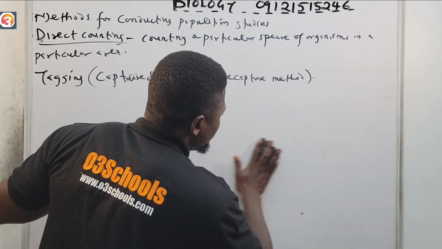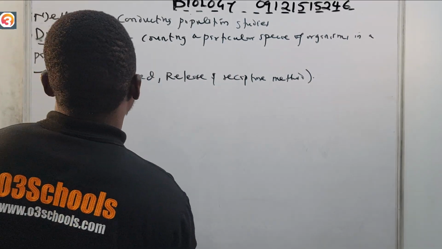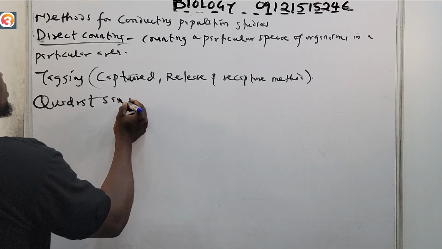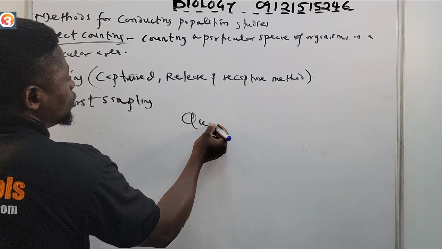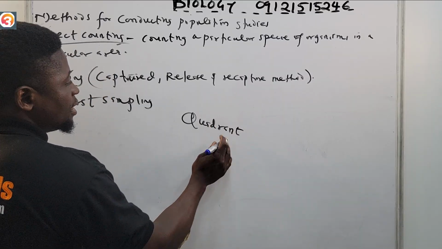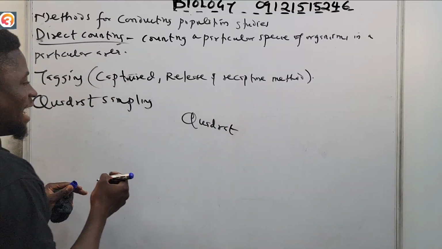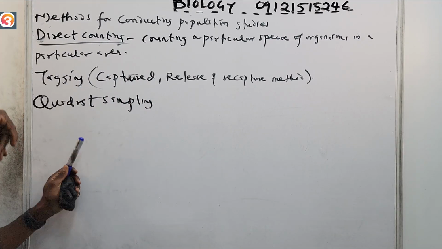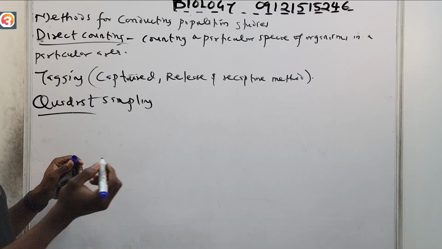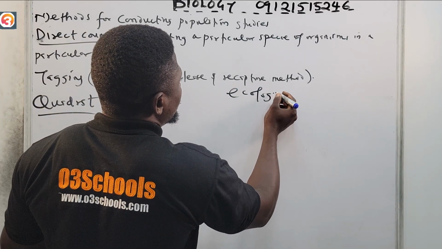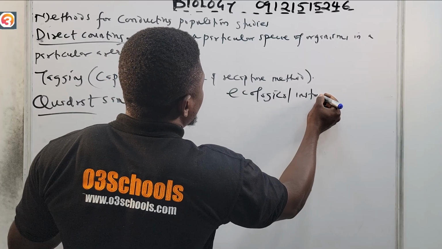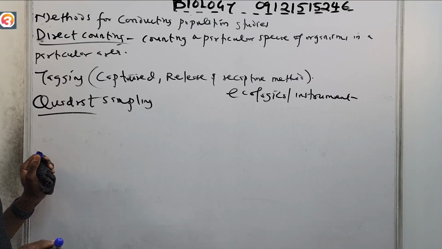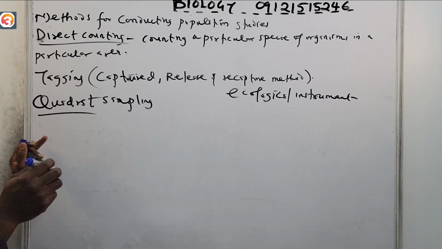Now also, another method that we use for conducting population studies is quadrat sampling. Quadrat sampling, not quadrant, so it's not quadrant. It's quadrats, Q-U-A-D-R-A-T. And in quadrat sampling, first of all, we need to know that a quadrat itself is an ecological instrument that is used to estimate population.